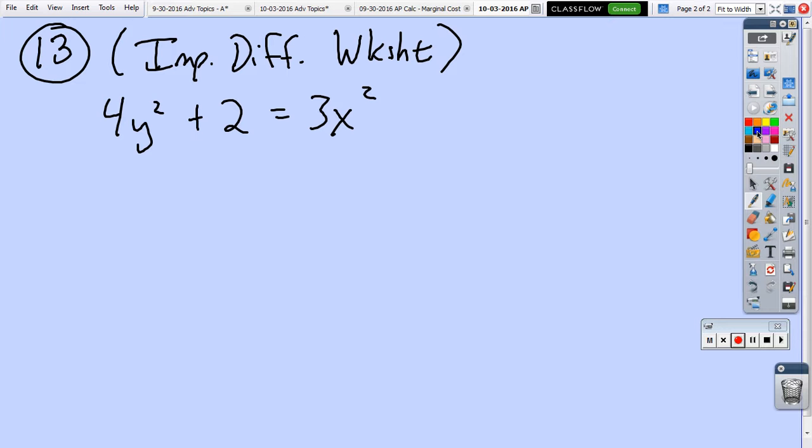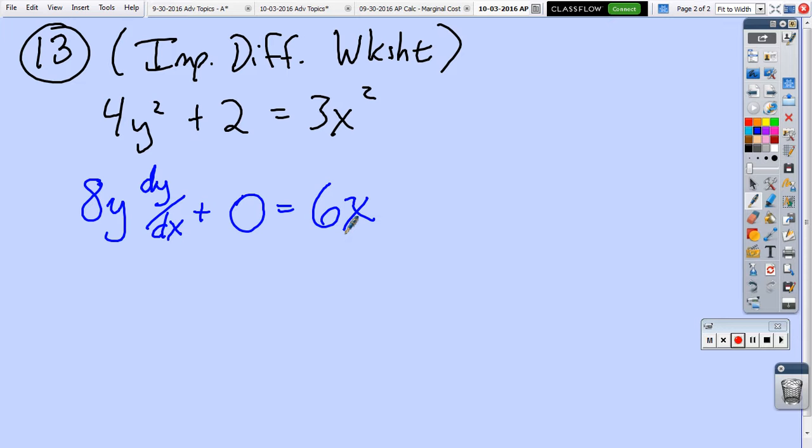So implicitly, the derivative of this with respect to x would be 8y dy dx plus 0 is equal to 6x. You could write dx, but eventually you're at a point where, if I do something that involves a y, I'll write dy dx, otherwise I won't write anything. We've seen how it works out. So dy dx equals 6x over 8y. And then you can just simplify it.